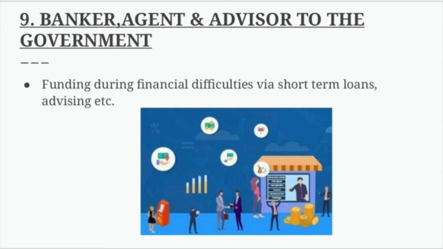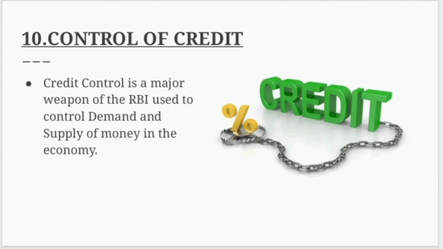The ninth function is RBI is the banker, agent and advisor to the Indian government. And lastly, to ensure stable economy and supply of money, RBI ensures that there is control over the credit, and the same is done based on the priorities of the government of India. That is why it is called controller of the credit, which is the last function of Reserve Bank of India.